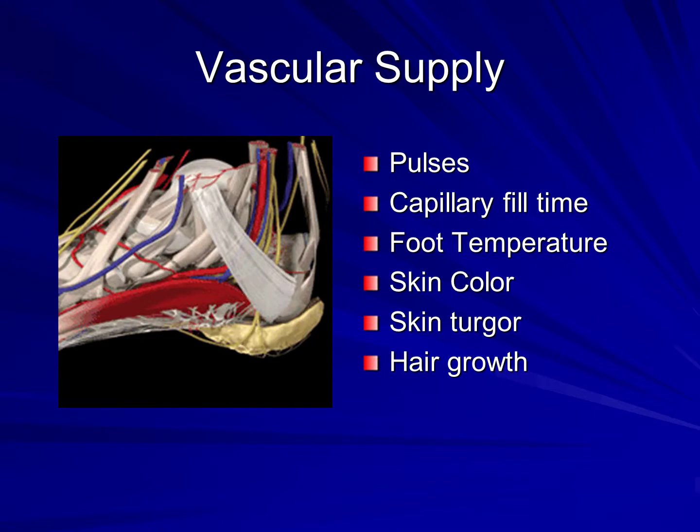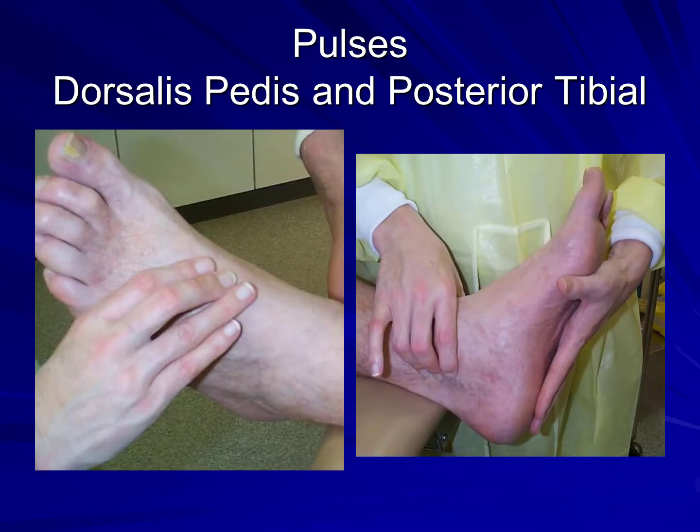Here is a quick anatomical review of the posterior tibial artery around the medial malleolus here. And then of course the dorsalis pedis artery is up here on the dorsum of the foot. Here we have the dorsalis pedis in the left picture. That's, as you can see, found just lateral to the extensor hallucis longus tendon. And the right image shows palpation of the posterior tibial pulse. I usually find that a little more distal than what they're showing there, and it is variable.